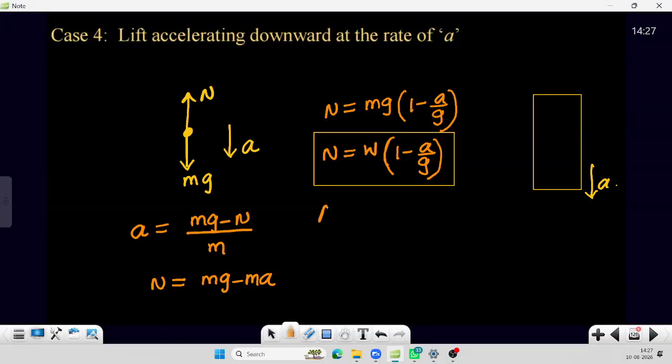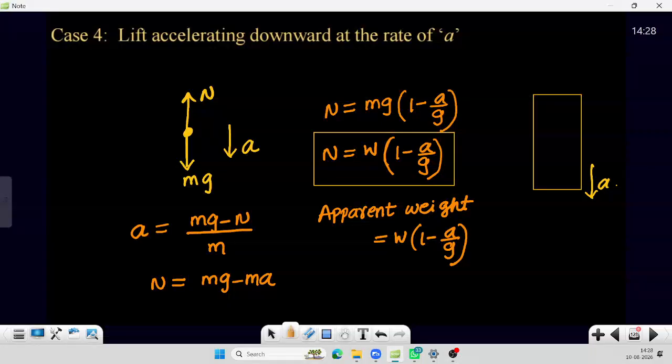Now, in this case, how much is the apparent weight? You tell me. This is W into 1 minus a by g. So that means if the lift is moving in the downward direction, the person's weight is less than the actual weight, the true weight. Right.